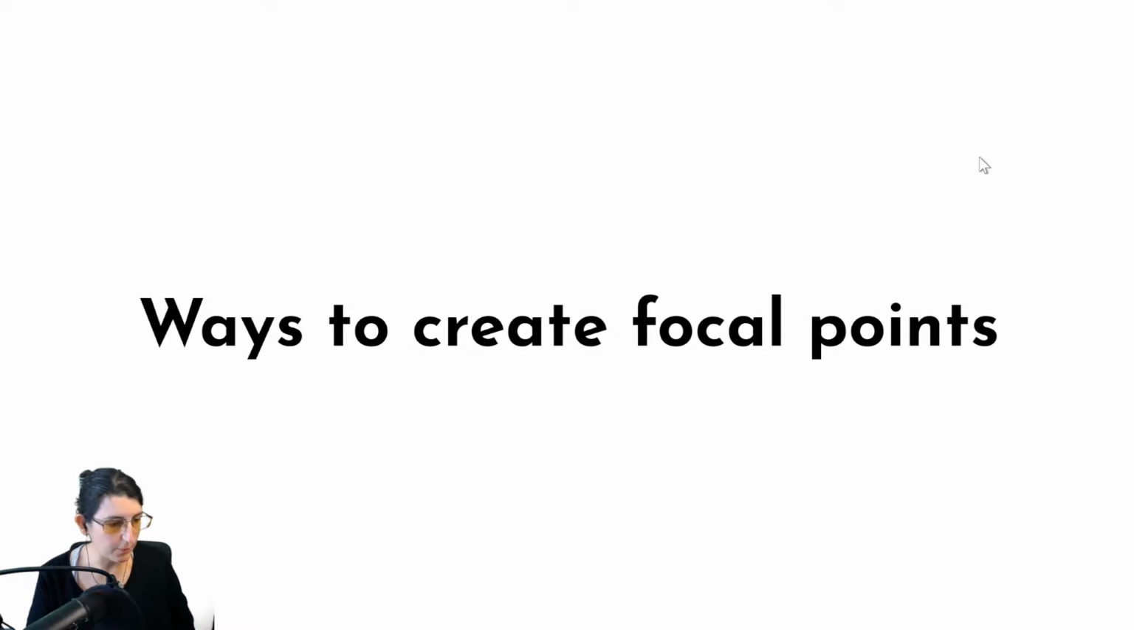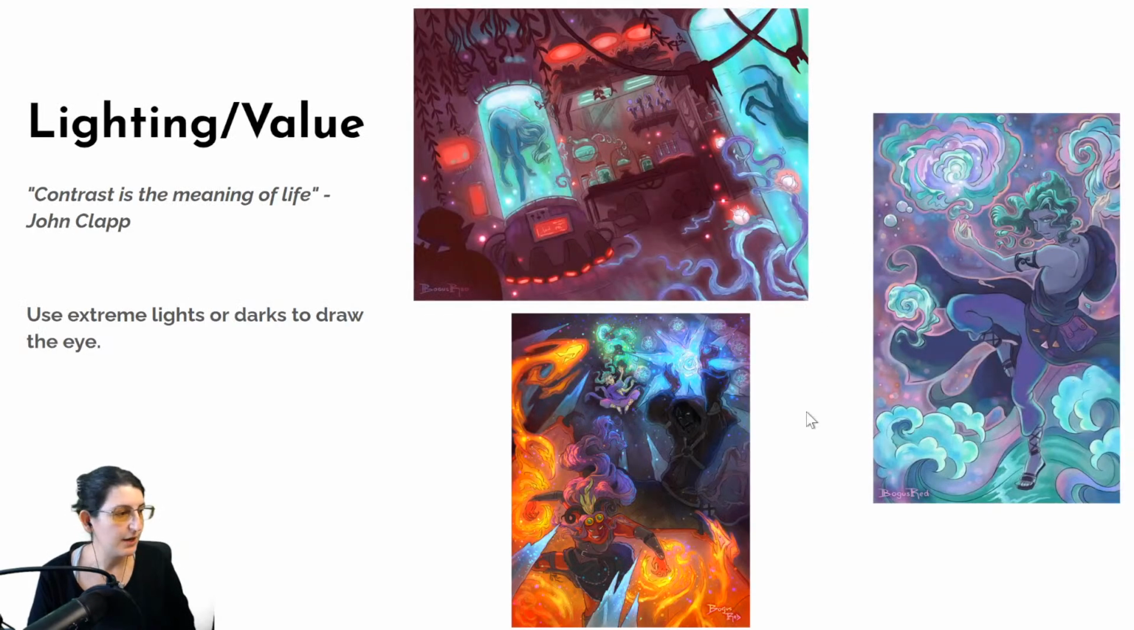Okay, so what are some ways you can create focal points? Well, one is by using lighting or value or tone. You can use value to create areas like hot spots. If you've got a piece like this one in the upper left here that's mostly dark, and then you have spots that are really bright, really lit up, the eye is going to go there. So that's one way that you can draw the eye to where you want it to go.